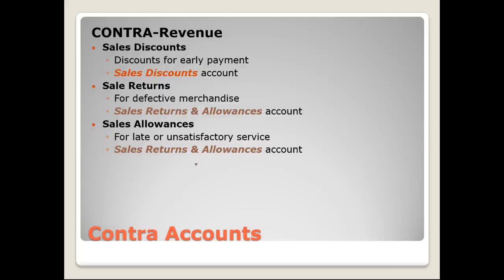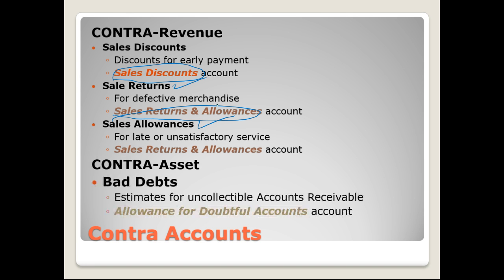Remember, we had 3 contra accounts. There were 2 contra revenue accounts for 3 different circumstances that we covered in the first video. The sales discounts account, which reduces revenues, and the sales returns and allowances account, which also reduces revenues. And that happens for sales returns or sales allowances. There is also what we just talked about, a contra asset account, and that is the allowance for doubtful accounts, which we use in the case of bad debts. So now, throughout Chapter 5, we have dealt with 3 different contra accounts. There's 2 contra revenue accounts and 1 contra asset account.